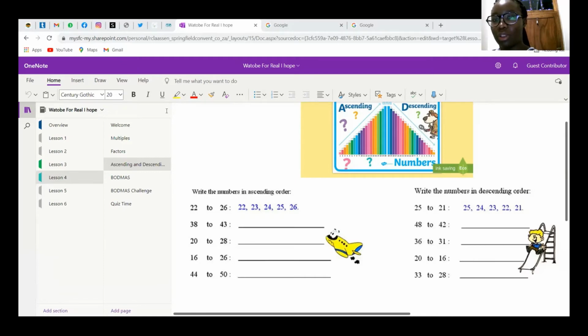Ma'am, we should do both ascending order and descending order. Just ascending for now, okay? Thank you, ma'am. One more minute, guys, and then we're going to get started.